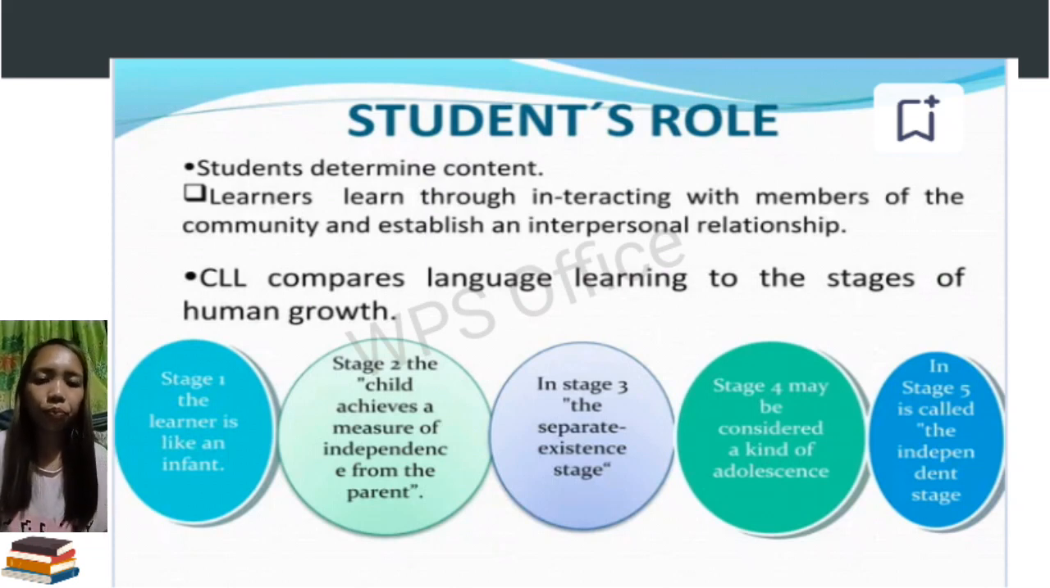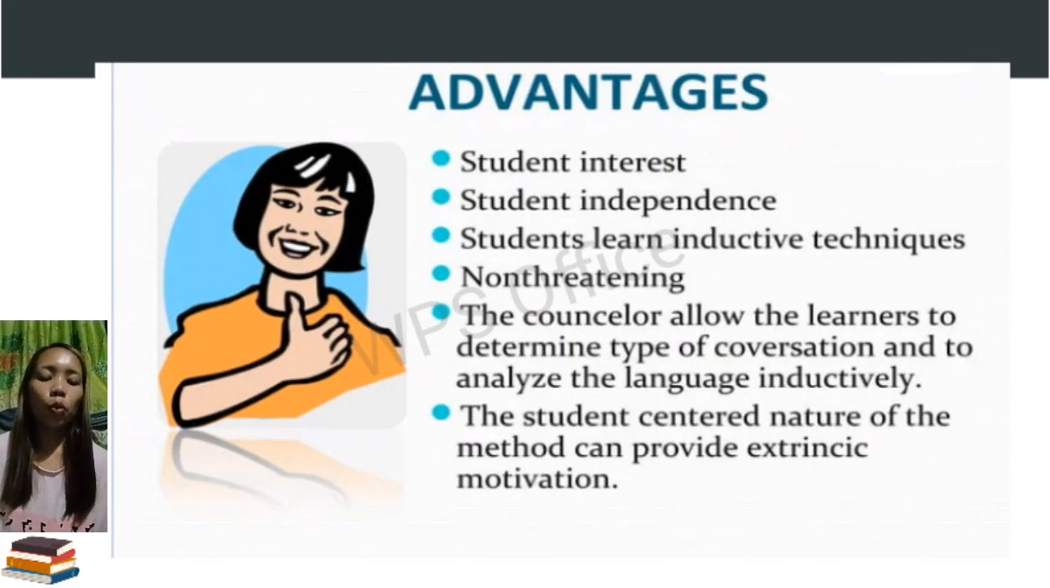Stage 4 may be considered a kind of adolescence. Stage 5 is called the independent stage. In every approach or method of acquiring language, there are advantages and disadvantages. First, we are going to discuss the advantages of the community language learning method. The first advantage is students' interest. The students have an interest to acquire that target language.